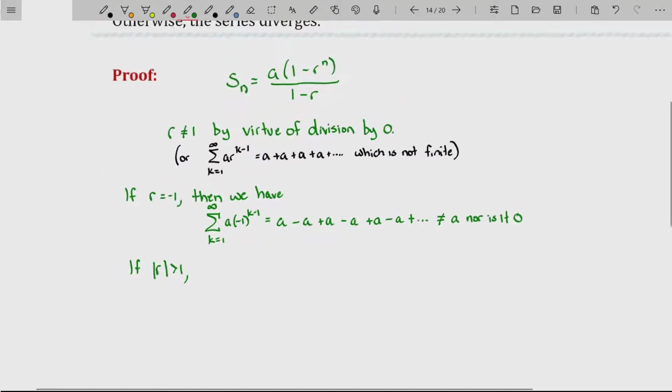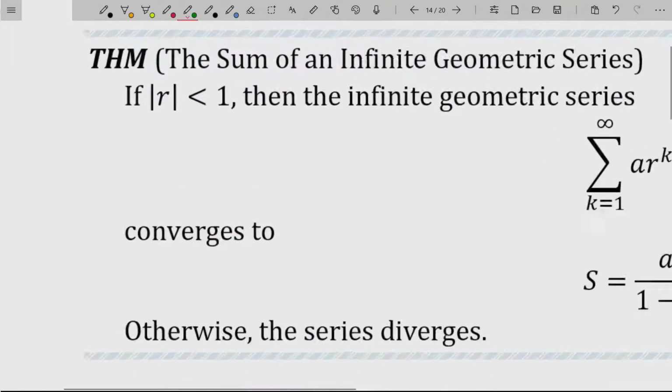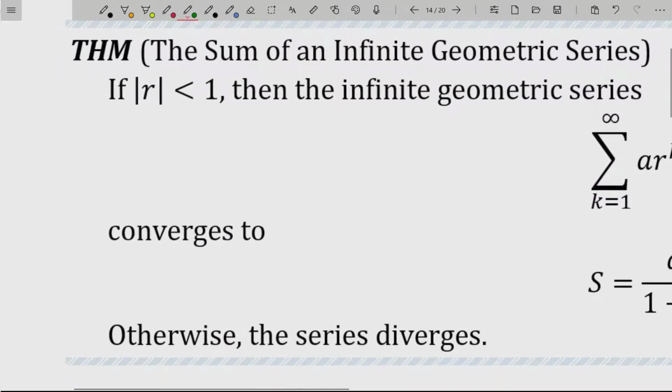So let's say that r in magnitude is greater than 1. Notice I'm taking care of all the cases where the theorem says we'll have divergence.